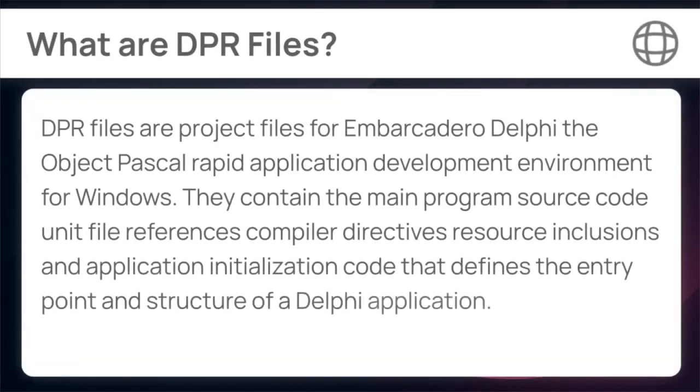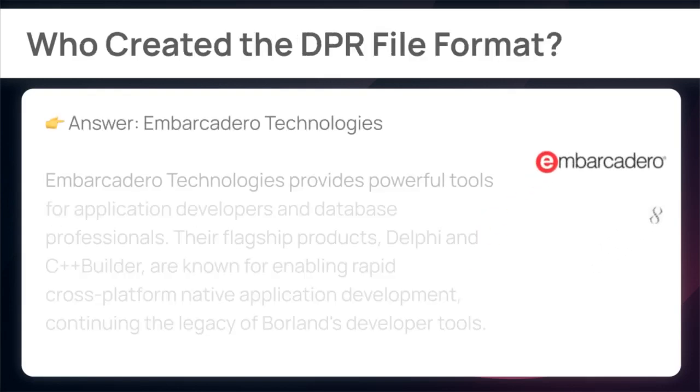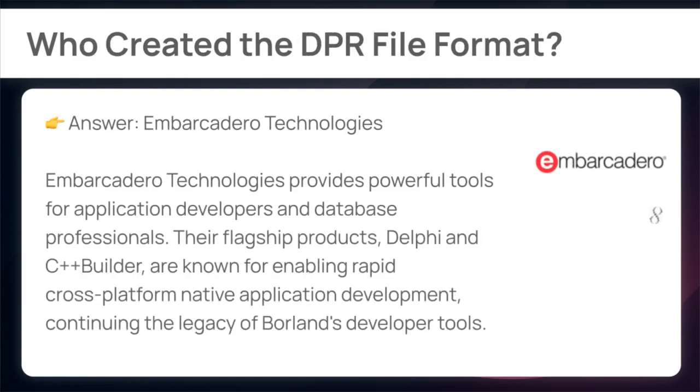DPR files are project files for Embarcadero Delphi, the Object Pascal, rapid application development environment for Windows. They contain the main program source code, unit file, references, compiler directives, resource inclusions, and application initialization code that defines the entry point and structure of a Delphi application.